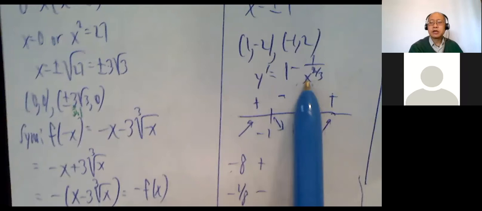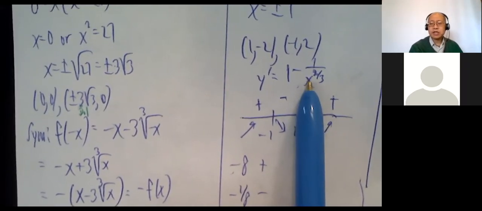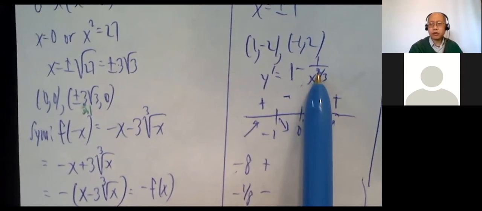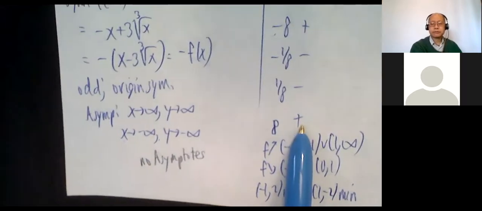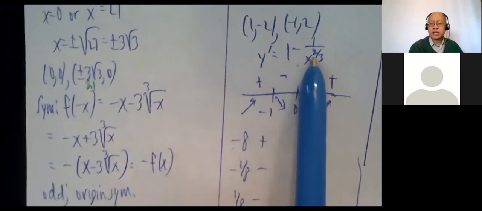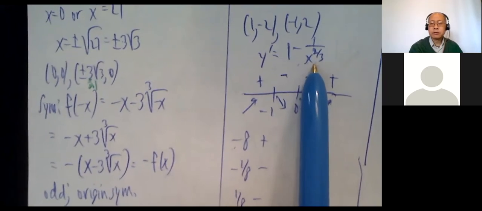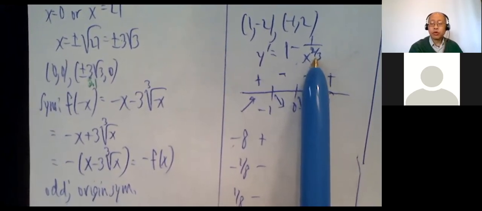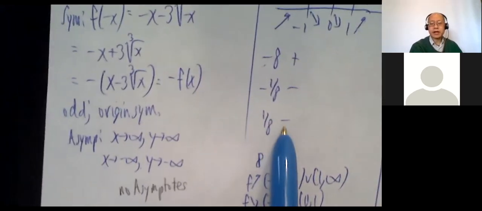8 to the 2/3 means cube root first, right? That's the reason why I picked 8. So what's the cube root of 8? 2. 2 squared is 4. So I have 1 minus 1/4. That's positive. If I plug in 1/8, you start off with a cube root. Cube root of 1/8 is 1/2. Square it, you have 1/4. 1 divided by 1/4 is 4. 1 minus 4, negative.